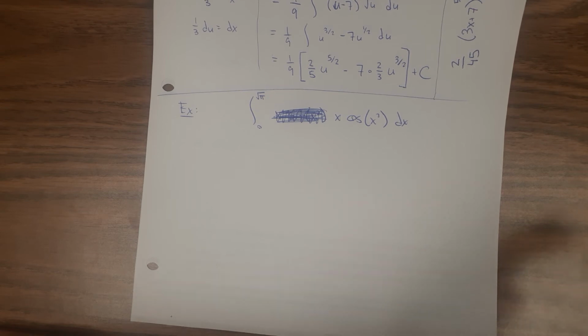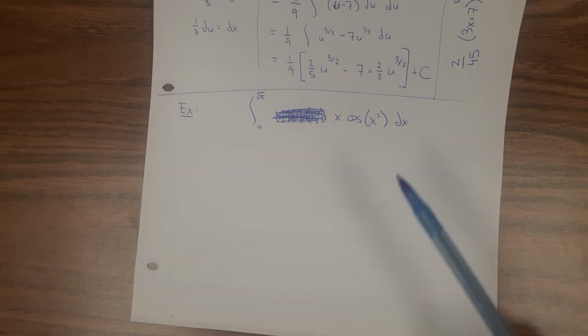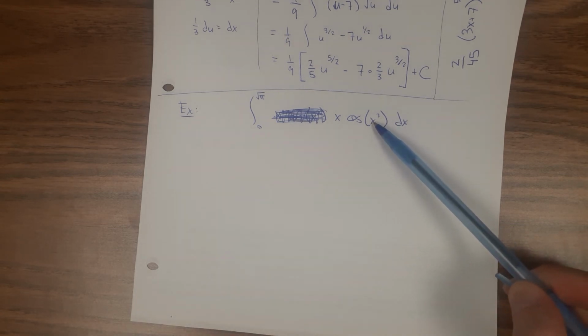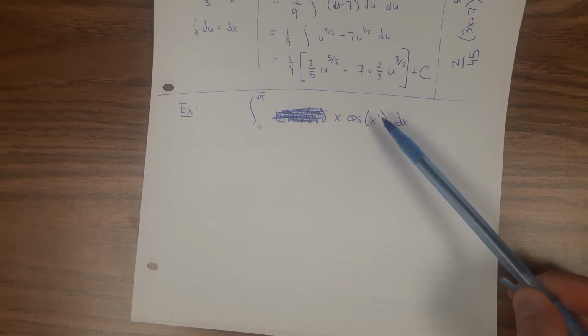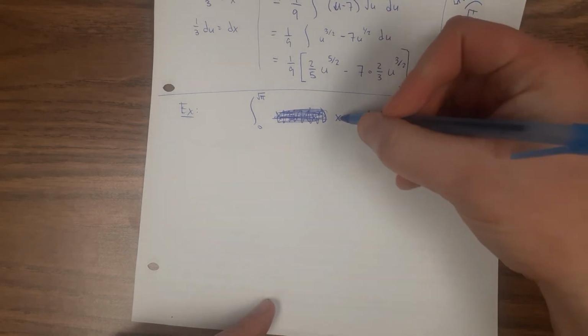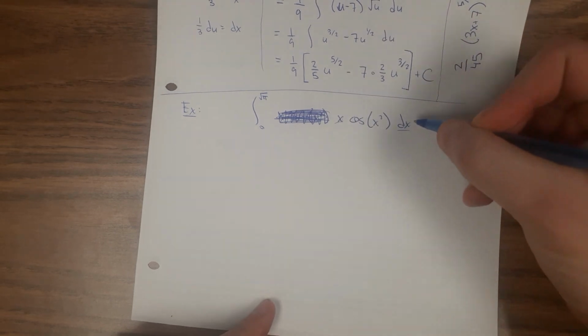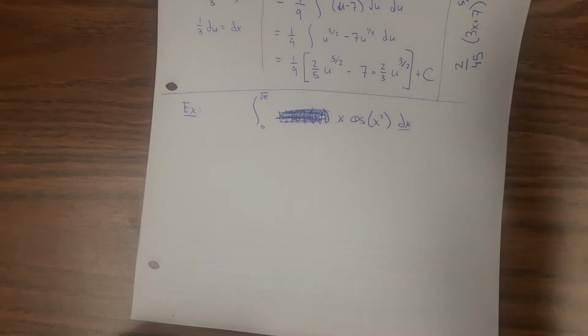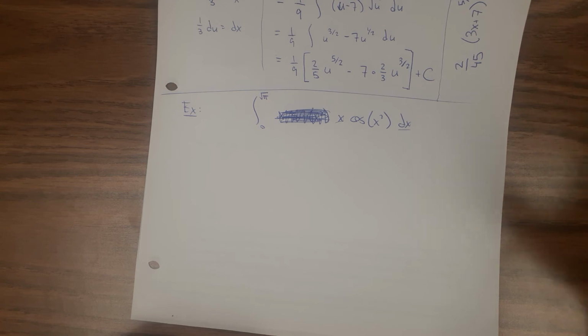I can tell you, and if you get good at this, you can really look one step ahead as you do u substitutions. I can tell you what's going to happen here. I'm going to let u be the inside of this. du is going to be 2x dx. The x dx is something that I see right here, and the 2 is just a constant. That's something that can be fixed.